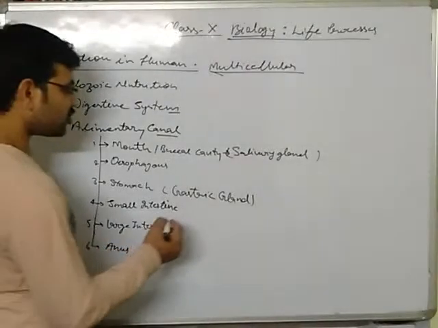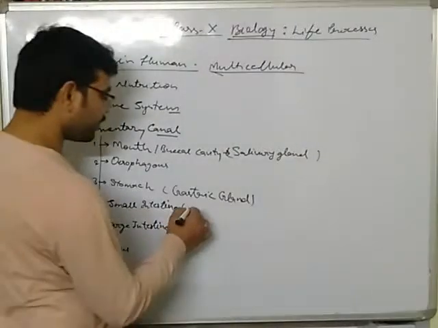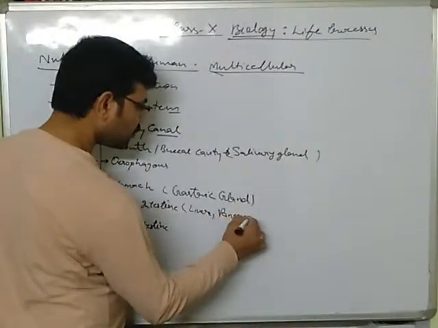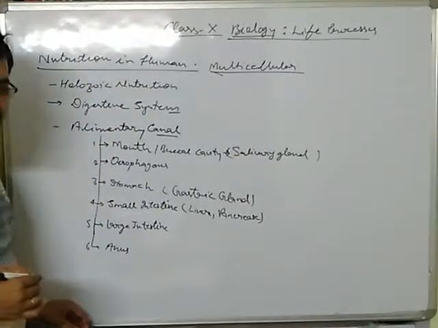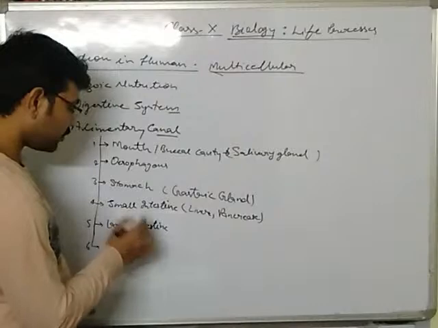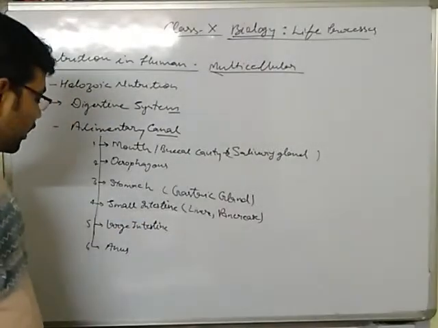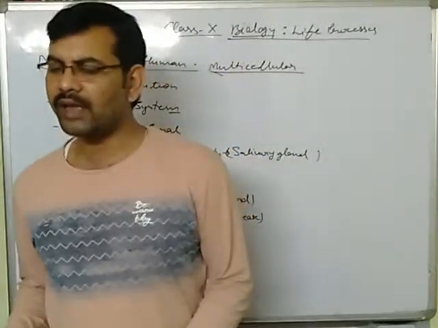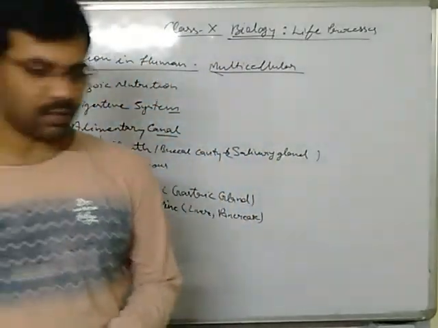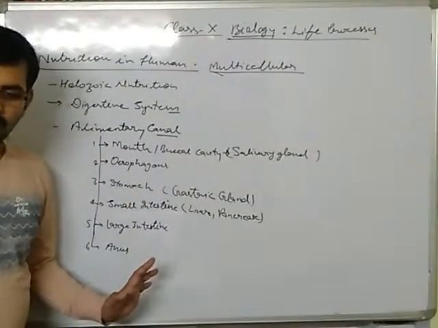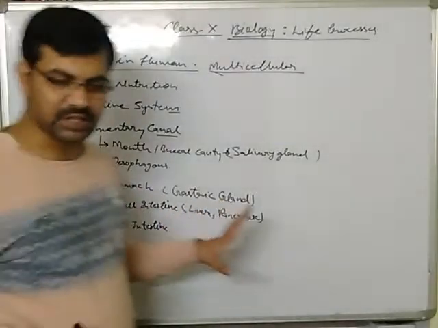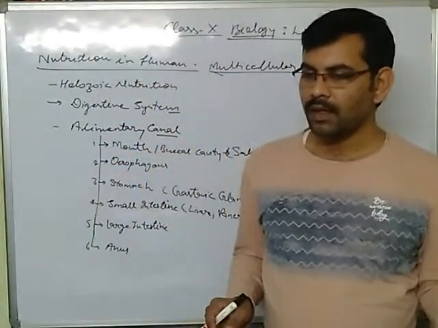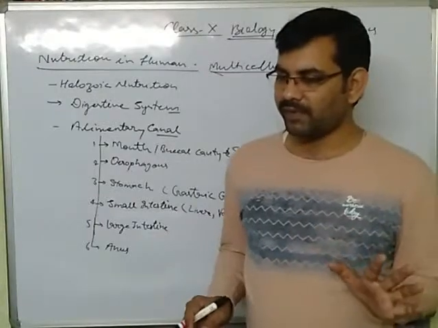Now, in the small intestine, there are two glands connected with it. One is the liver, and another is the pancreas. In the large intestine there is no specific gland, and in the anus also there is no specific gland connected. If there are some, they are not very important. We have to discuss only this, that is the total structure present in our digestive system, which we have to study in class 10th. Yes, clear? Now it is clear for everyone.